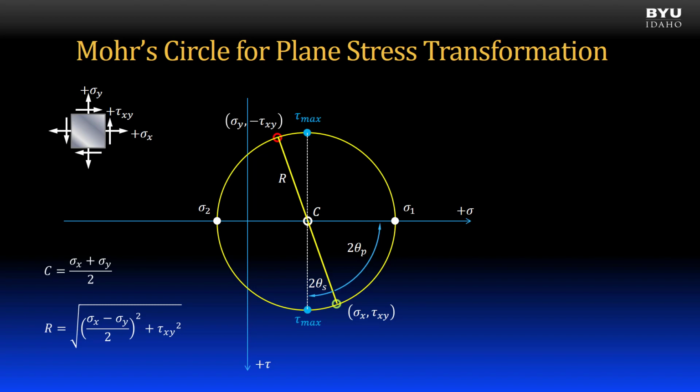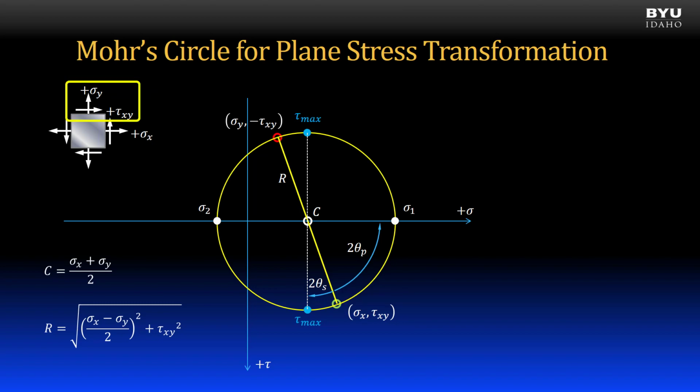A state of stress at a point in a structure is represented as 2 points, 180 degrees apart on the circle. The x face of the element is plotted as sigma x and tau xy, with their correct signs, positive or negative, using the convention previously described.